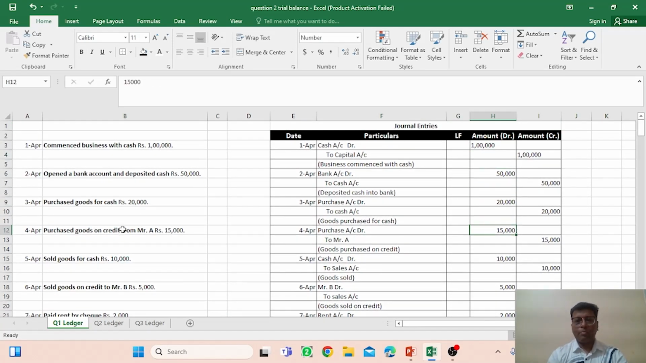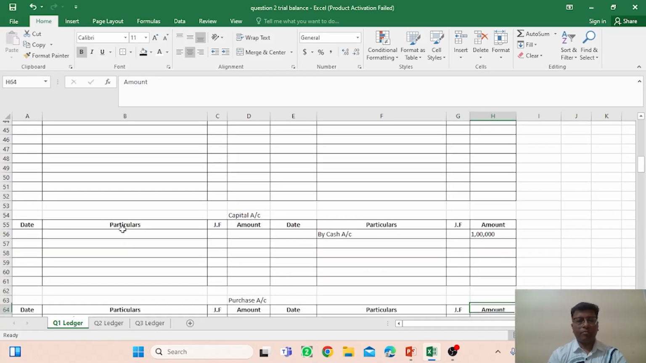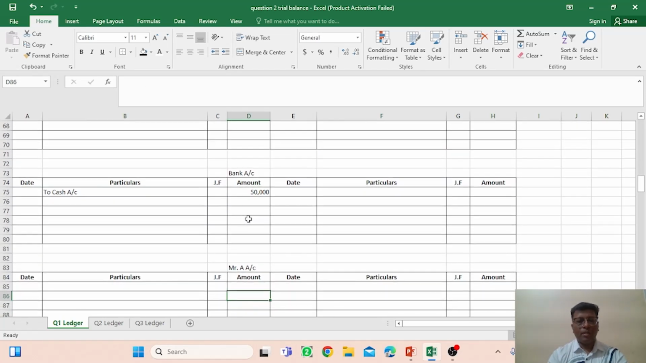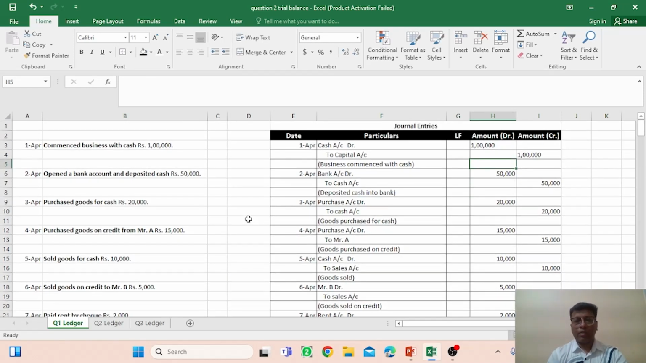And fourth transaction is purchase account debit to Mr. A 15,000, to Mr. A 15,000, and Mr. A account as you are maintaining in the ledger. So by purchase account rupees 15,000, right? And now the next transaction in the journal entry is cash account debit to sales account 10,000.